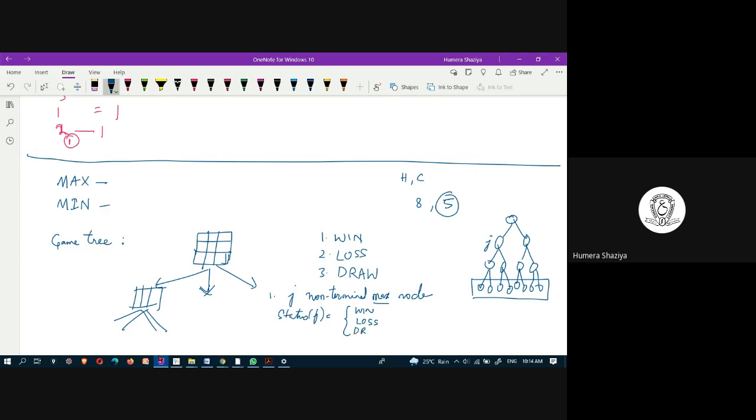And there is a draw if a J successor is a draw and none is a win. If any of the J successors is a draw and all the other successors are loss and not a win, then there is a draw.